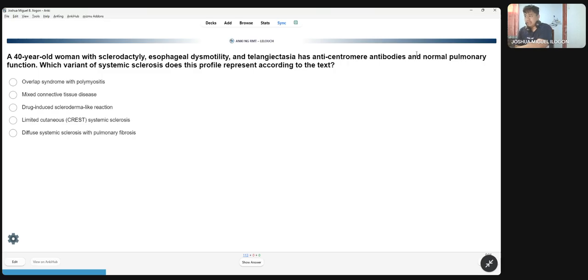Sclerodactyly, esophageal dysmotility, telangiectasia, and anti-centromere antibodies. Normal pulmonary function. If there's sclerodactyly, that's the CREST.